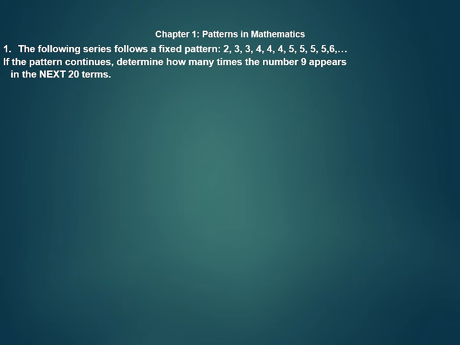The following series follows a fixed pattern: 2, 3, 3, 4, 4, 4, 5, 5, 5, 5, 6. If the pattern continues, determine how many times the number 9 appears in the next 20 terms. Now if you see the pattern, 2 has come one time. I write one time. 3 has come two times. 4 has come three times. 5 has come four times. So 6 will come how many times?